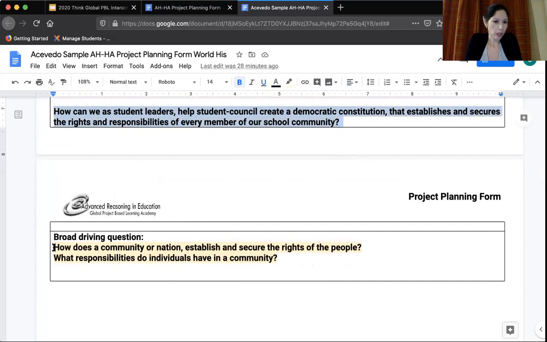Our broad driving questions here, I just have two for now. I'm brainstorming those still, but how does a community or nation establish and secure the rights of the people? And what responsibilities do individuals have in a community?